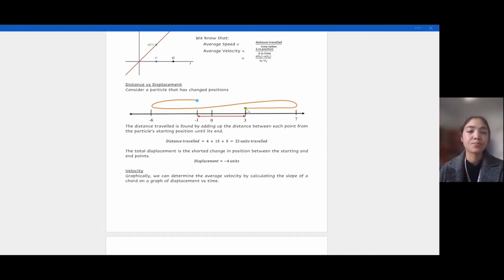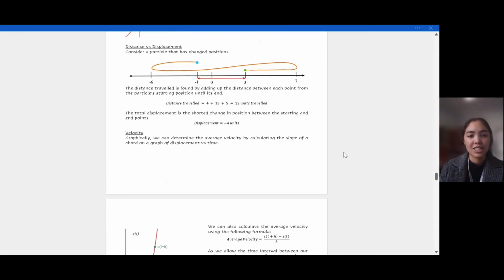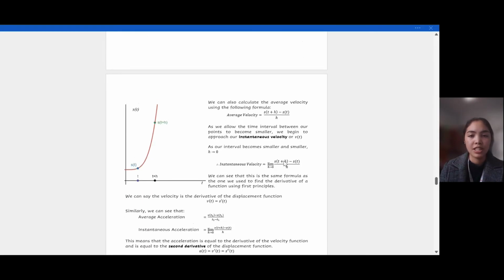Whereas for displacement, I want to look at the shortest change in position between my starting and ending points. In this case, I'm just looking at the direct distance here, between -1 and 3, which is -4 units. With displacement, we need to be thinking about its position in reference to where it's gone to where it's finishing. So this is -4 because I've started at green and I've gone backwards towards -1. Now that we know the difference between distance and displacement, we're going to continue looking at our velocity graph.